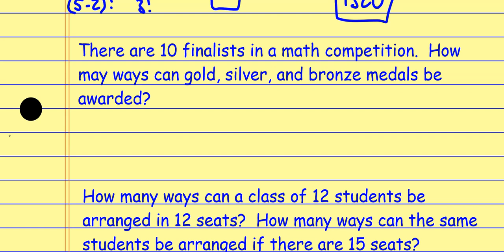For example, if we look at this guy, there are 10 finalists in a math competition. How many ways can gold, silver, and bronze medals be awarded? And so the question becomes, does order matter? All right.